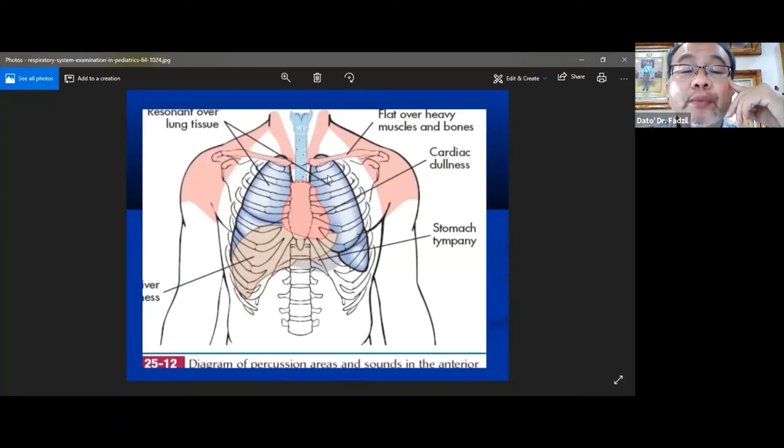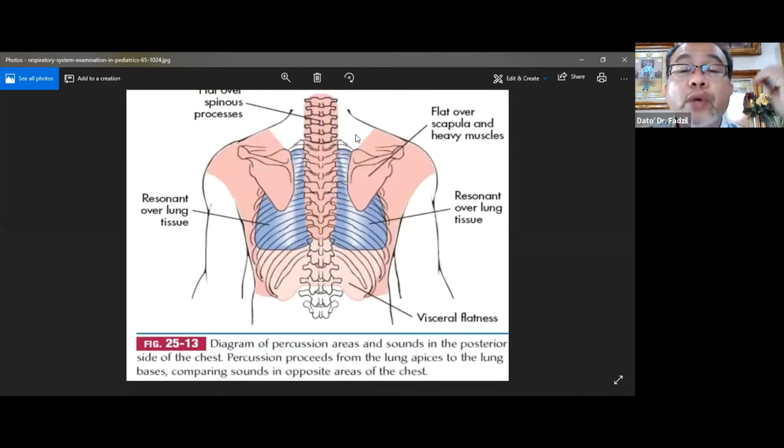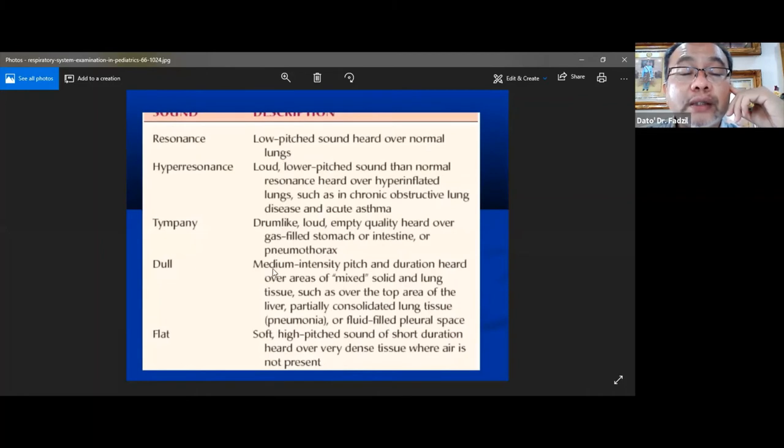So remember, when you percuss, you percuss the intercostal spaces first, then you percuss the upper zone, mid zone, lower zone, remember the upper border of the liver, and then the cardiac dullness, and the tympanic stomach. The normal one will be resonant. We describe it as resonance, hyperresonance or dullness. If at the back, then also resonance, hyperresonance, dullness. You want to know dullness? Very easy. Like when you percuss the table, that is dullness. Your chest is resonant.